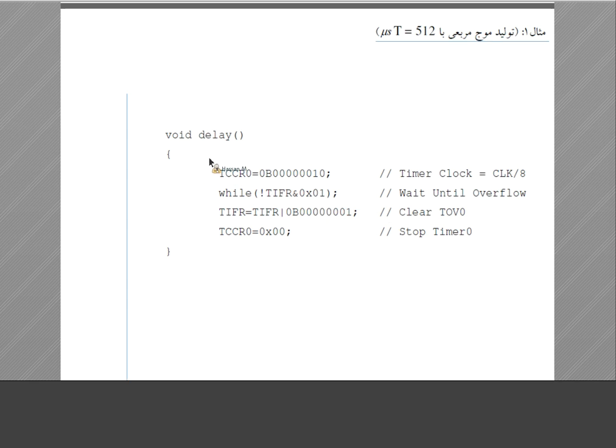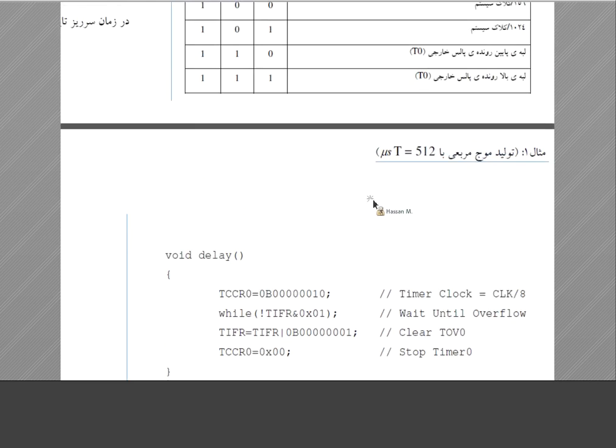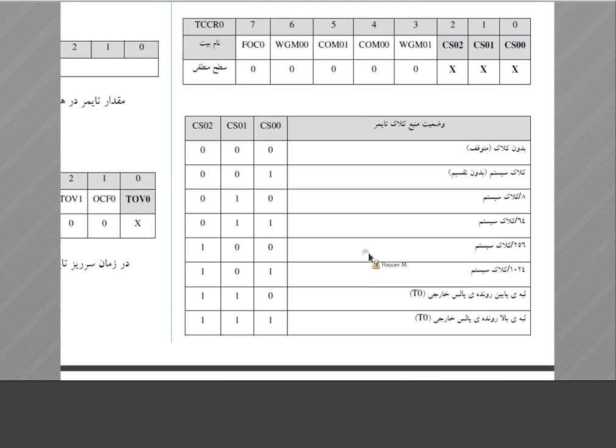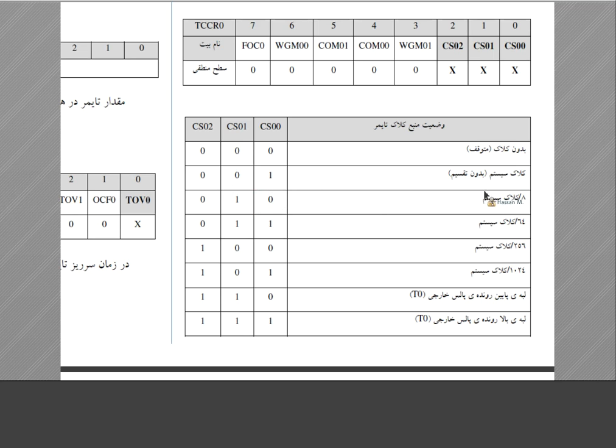That's right. In delay, timer counter control register, these three bits are clock select. Bit 3 and bit 6 are assigned as 0. That means we are in normal mode. But these 3 bits are 2. That means the clock is divided by 8. That's right.